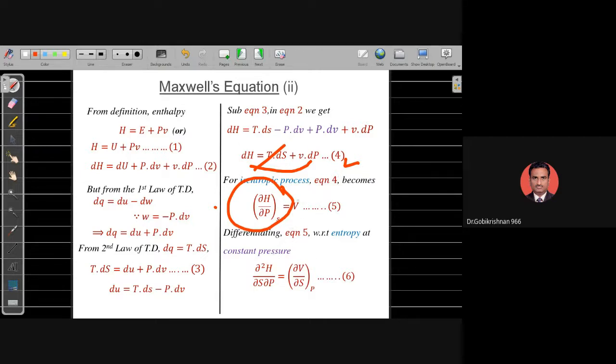Okay, what I did, we leave this one. Wait. Up to equation number 5 is correct, no problem.